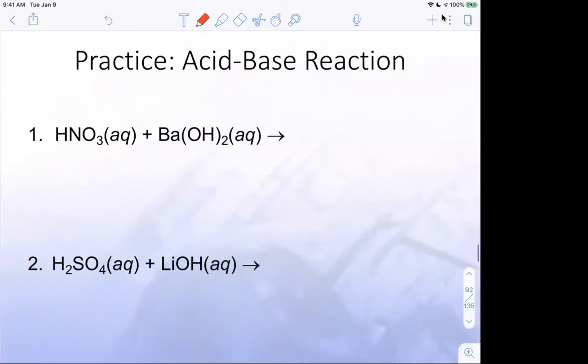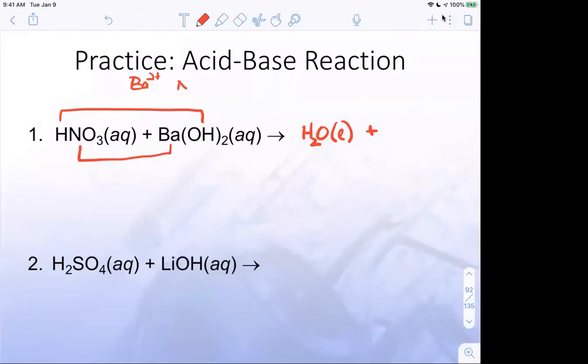So let's practice. If I want to predict the products of these two acid-base reactions, what I'm going to do is combine the H and the OH and then combine that. So what I'm going to get is H2O liquid plus barium. Now remember, barium is 2 plus, nitrate is -1. So I need 2 nitrates in this formula.